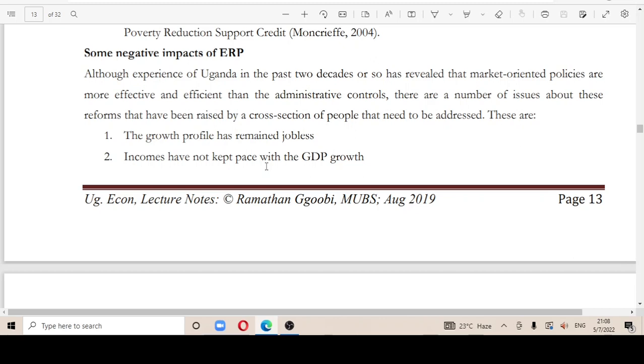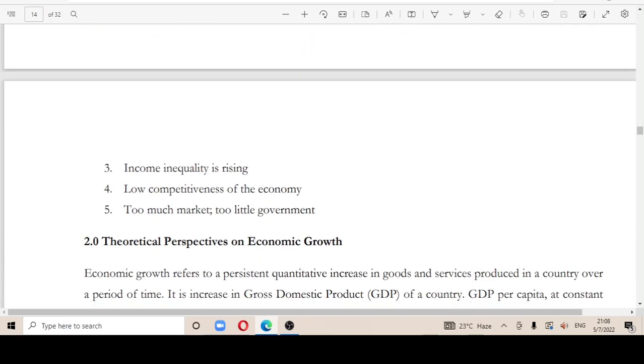Then income inequality is rising. Then we are having low competitiveness. Let me talk about the income inequality is rising. The gap between the rich and the poor has widened. Then we are having low competitiveness of the economy. When comparing the economy to other economies, it is still at a low.